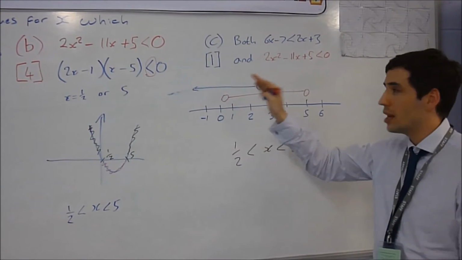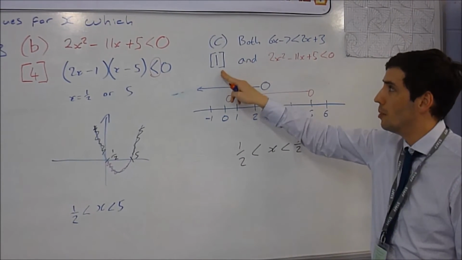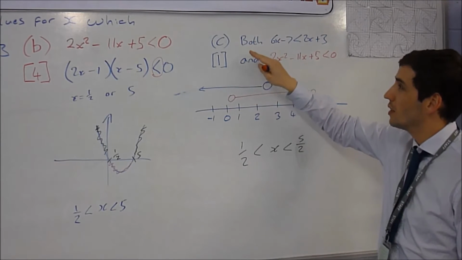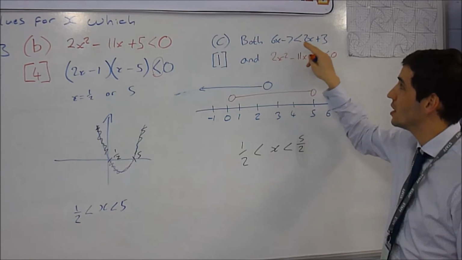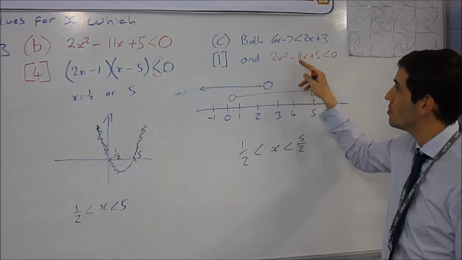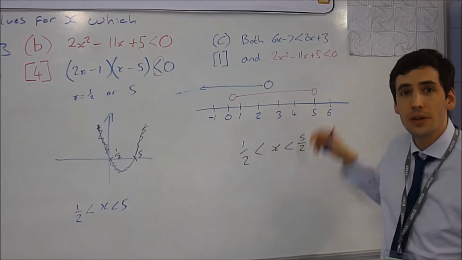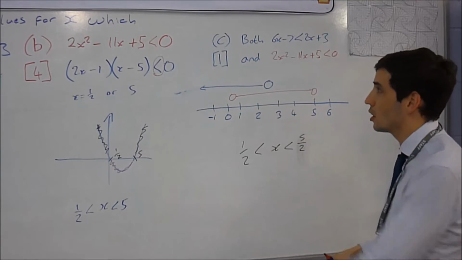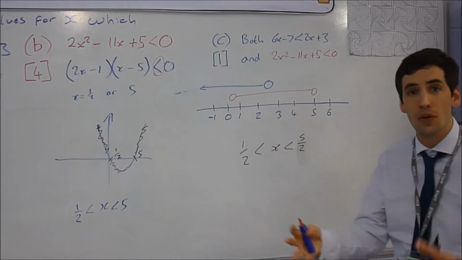Now, very often they might throw in a part C for a mark where it says find the values of x for which both 6x minus 7 is less than 2x plus 3, that's part A, and 2x squared minus 11x plus 5 is less than 0, that's part B. Now the clue here is it's 1 mark, we don't have to do a lot of work.